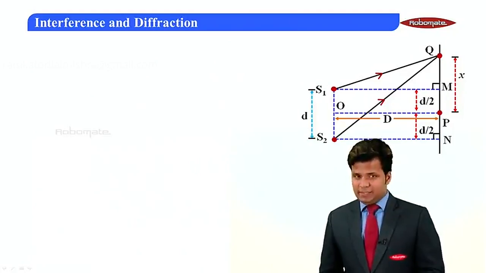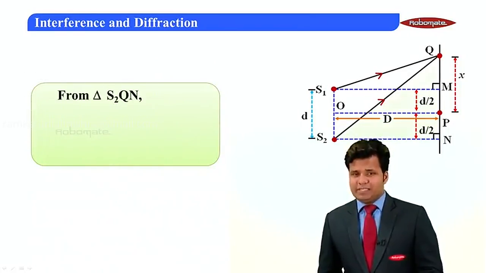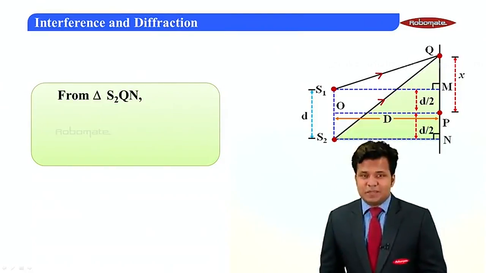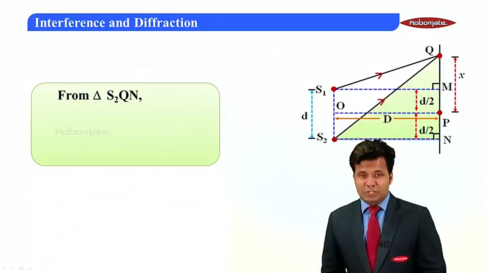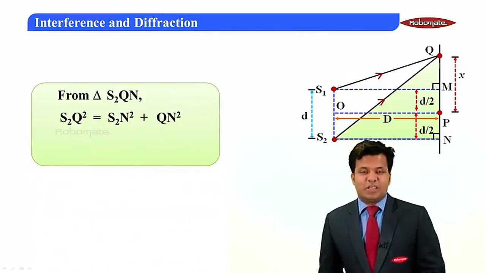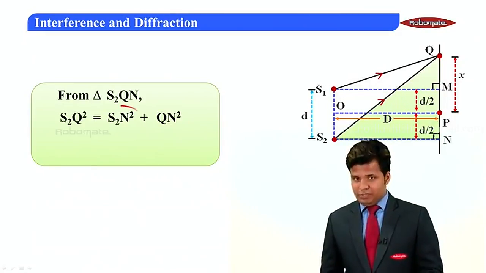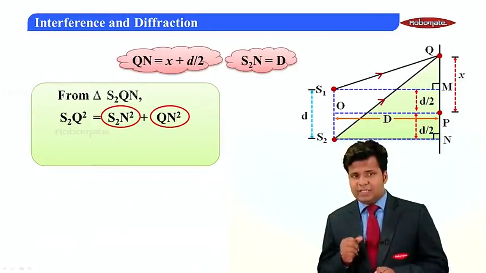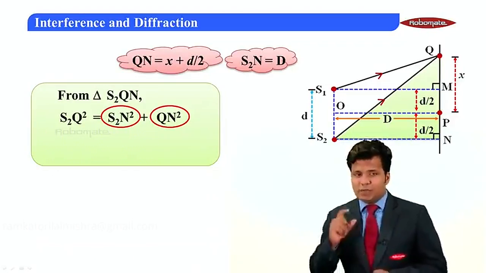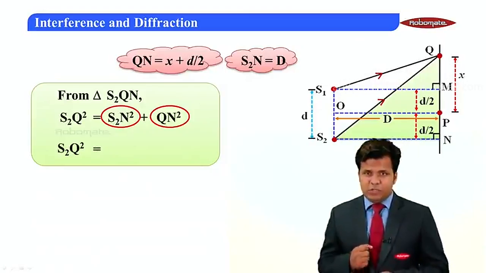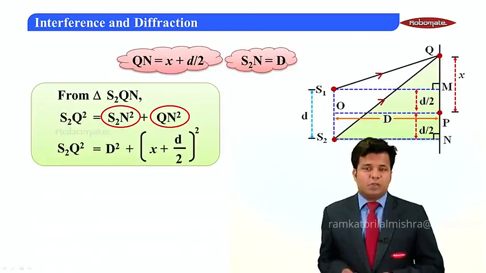We can see there are two triangles, and out of these two triangles, let me consider triangle S2QN. In this triangle, I'm going to apply Pythagoras theorem, and according to Pythagoras theorem, hypotenuse square is equal to one side square plus the other side square. So it looks like S2Q square is equal to S2N square plus QN square. And guys, from the diagram we can obtain values for this. I can say S2N is nothing but capital D, and I can also say QN is nothing but x plus d by 2, because x to P is x and P to N is d by 2. So it would be x plus d by 2. Substituting this value here, you get D square plus (x plus d by 2) the whole square.